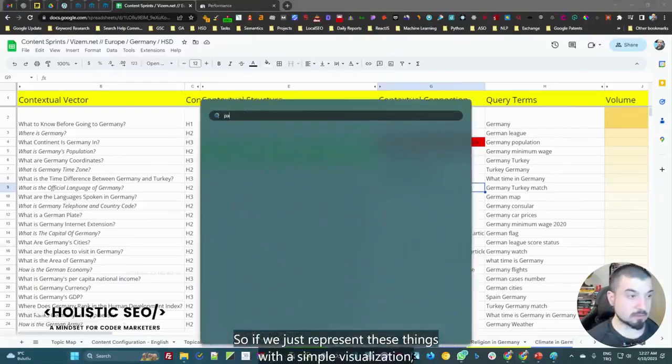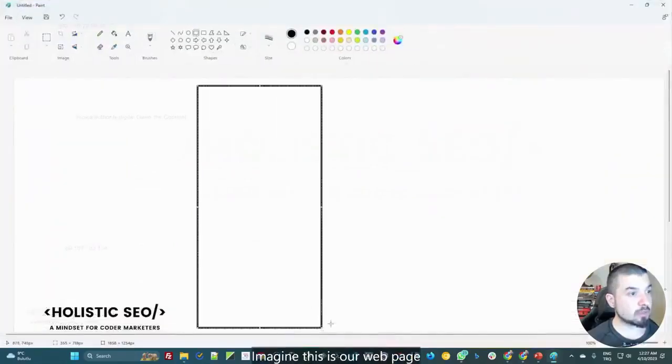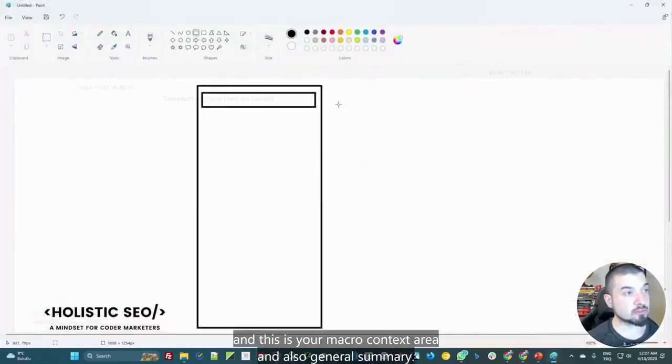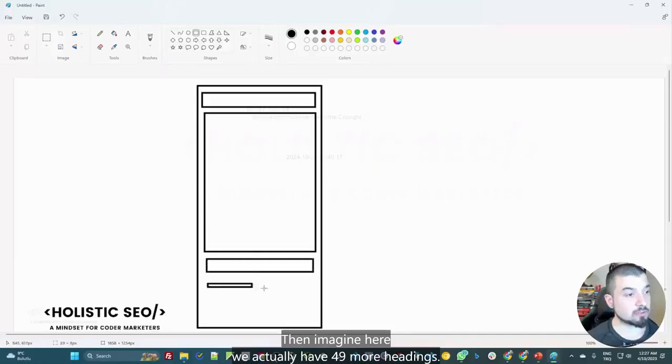So if we represent these things with a simple visualization, it will go like that. Imagine this is our web page, and this is your macro context area, and also the general summary. And here, let's say we have a single heading. Then imagine here we have 49 more headings.